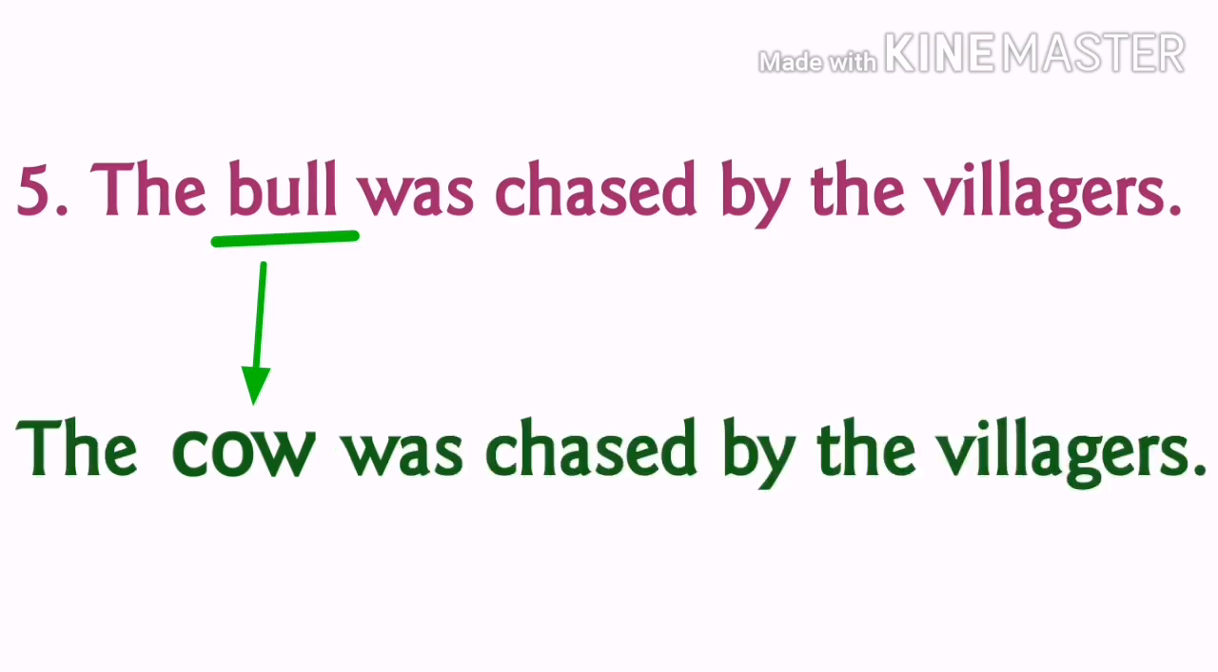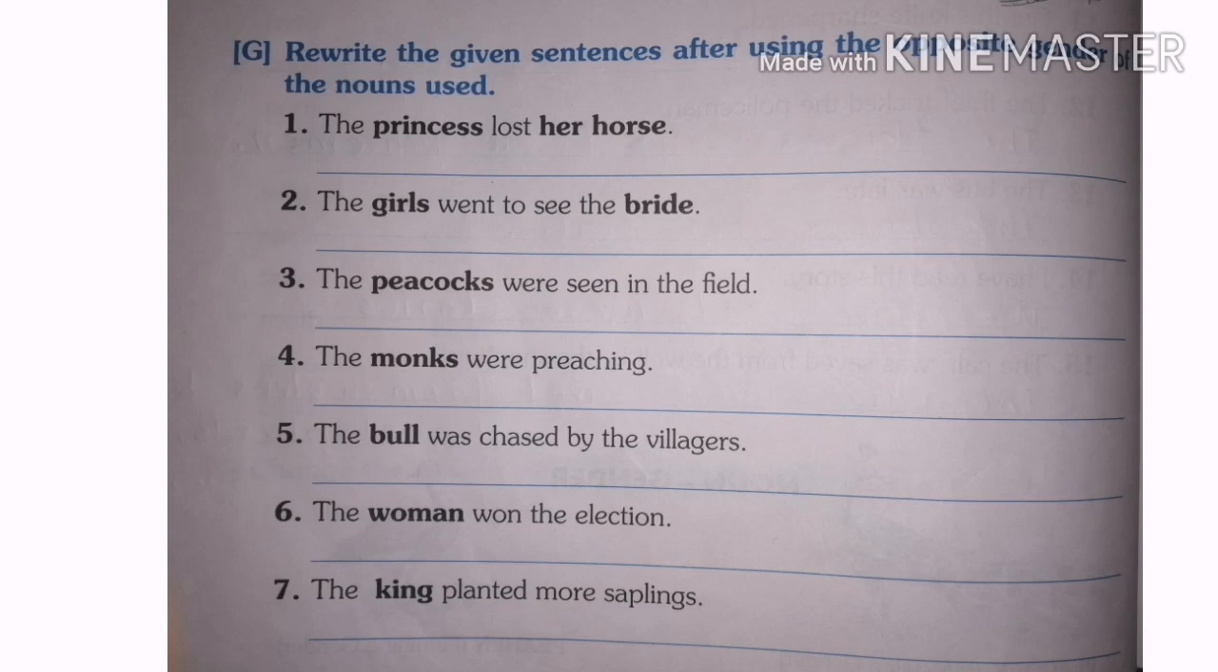See the next one. The bull was chased by the villagers. Here the noun bull is masculine gender. We need to change it. So what is the opposite of bull? It is cow. Cow is the feminine gender. So the sentence will be like this. The cow was chased by the villagers. So children, we have changed 5 sentences using the opposite gender of the nouns used in that sentence. Do the rest of them by yourself.